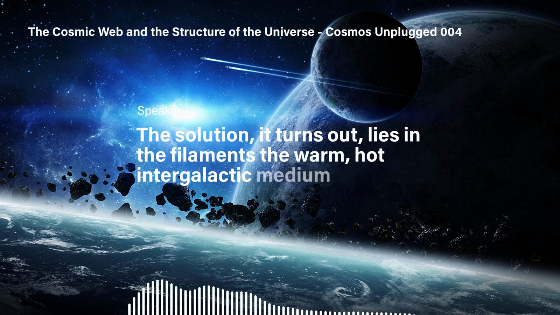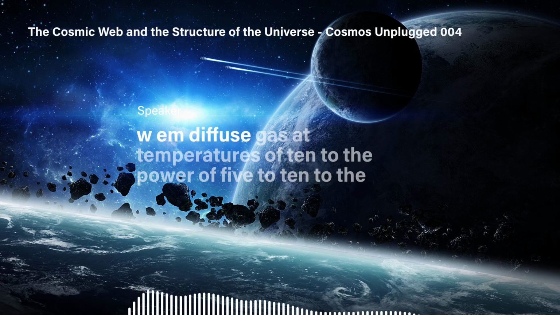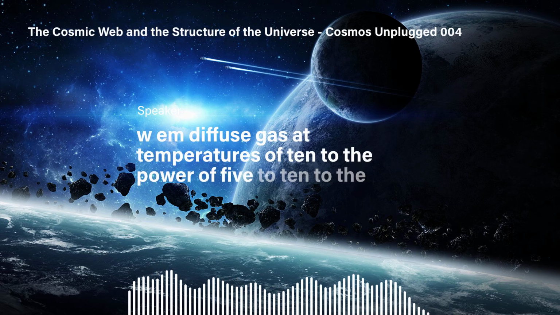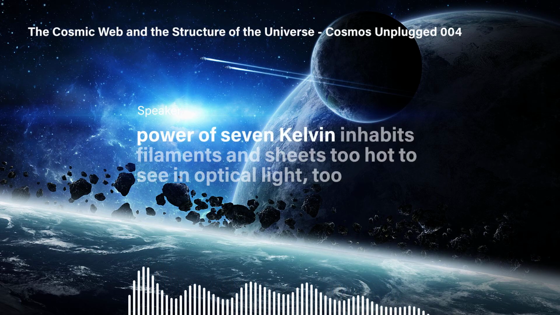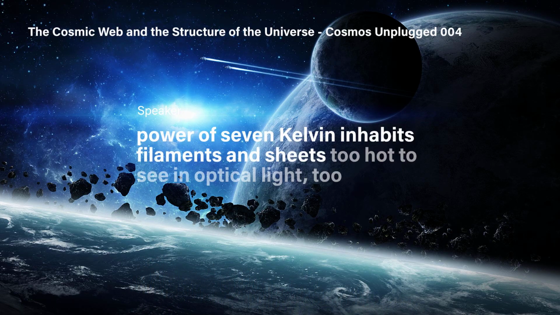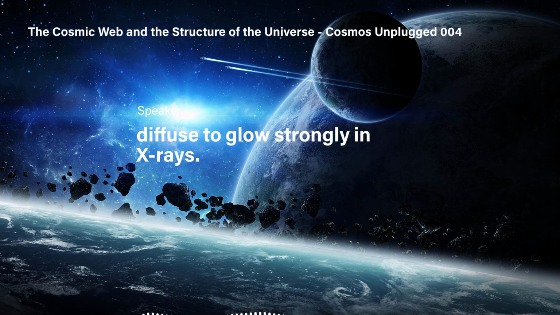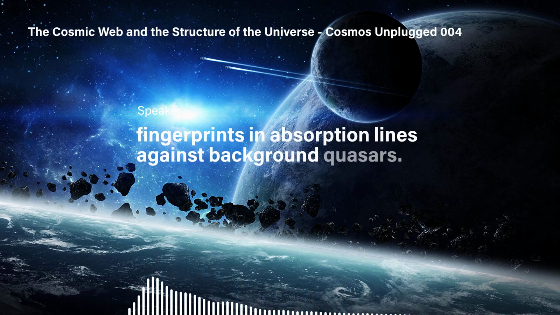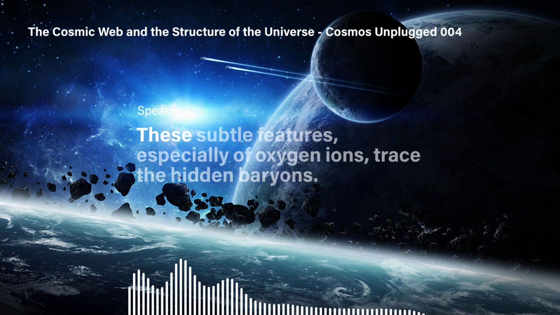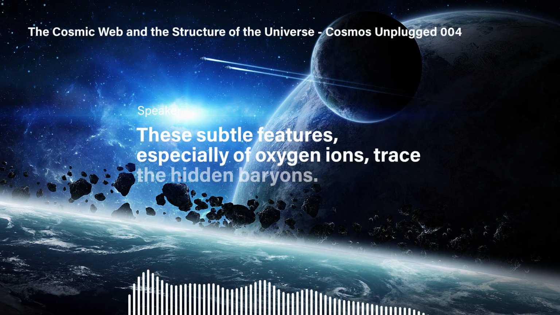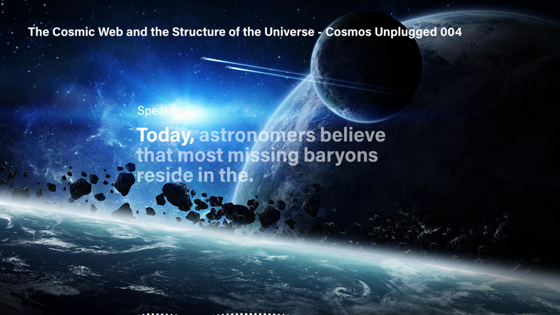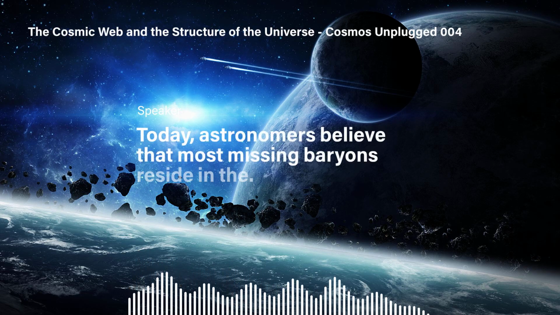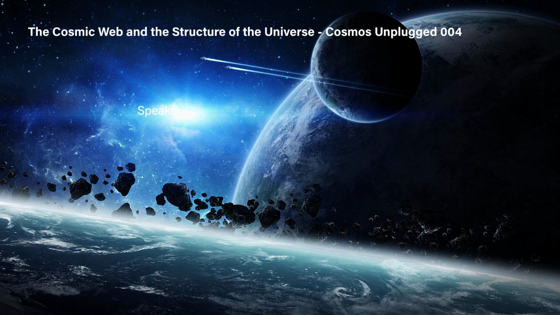The warm-hot intergalactic medium, WHIM, diffuse gas at temperatures of 10^5 to 10^7 Kelvin, inhabits filaments and sheets, too hot to see in optical light, too diffuse to glow strongly in X-rays. The WHIM evaded detection until ultraviolet and X-ray spectroscopy revealed its fingerprints in absorption lines against background quasars. These subtle features, especially of oxygen ions, trace the hidden baryons. Today, astronomers believe that most missing baryons reside in the WHIM.